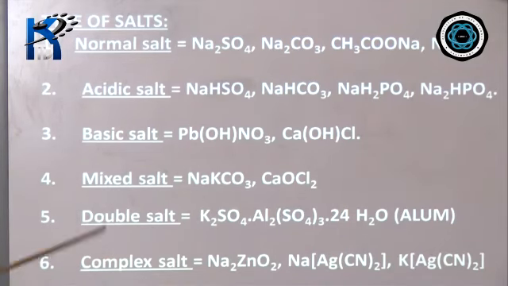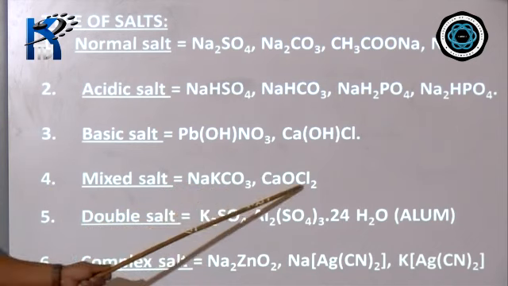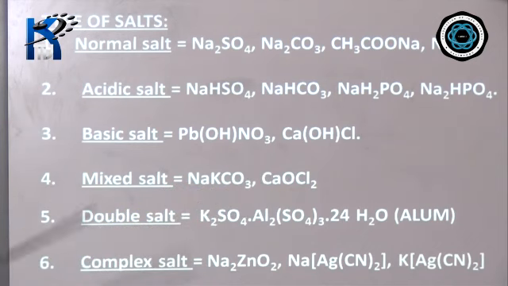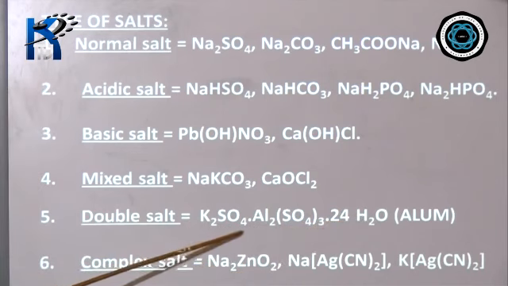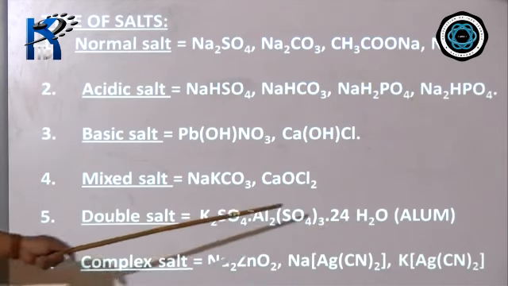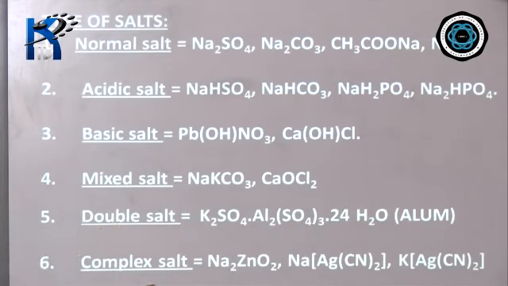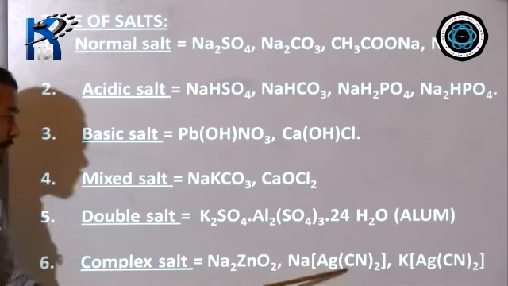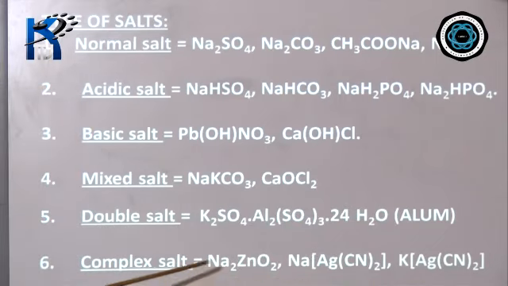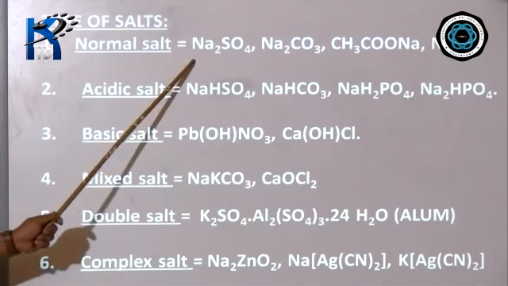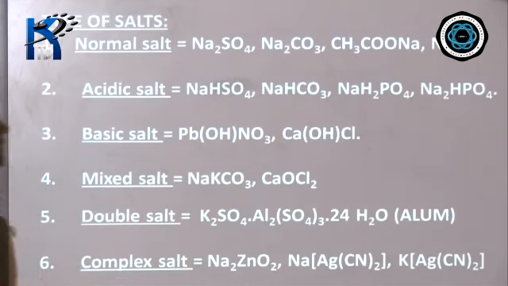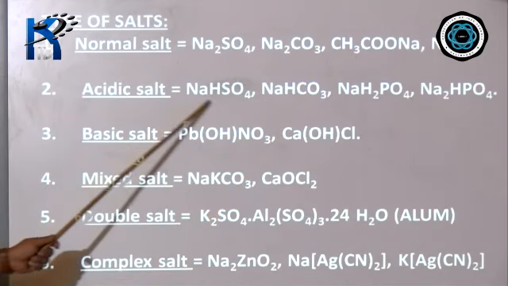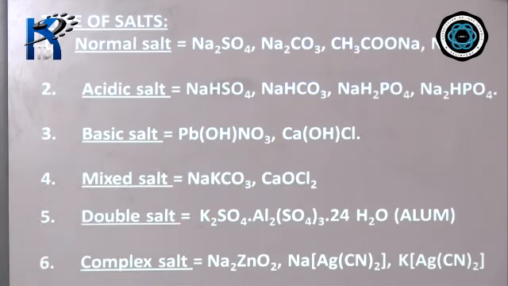Do remember from today, if there are 2 metals or 2 non-metals in a salt, that is mixed salt. If there is a formula of this kind where there is 24 water of crystallization, that is alum, and all alum comes under double salt. If you see the square box formula type, or if it dissociates to give you a complex ion, that is complex salt. No hydrogen, normal salt, except acetate, and if there is hydrogen, we call it acidic salt.